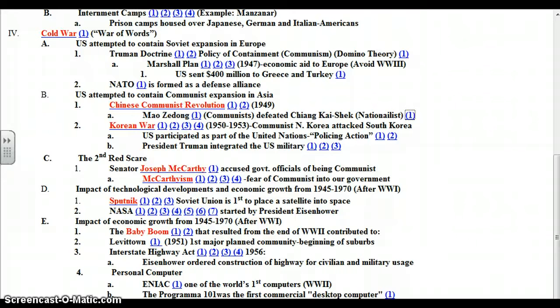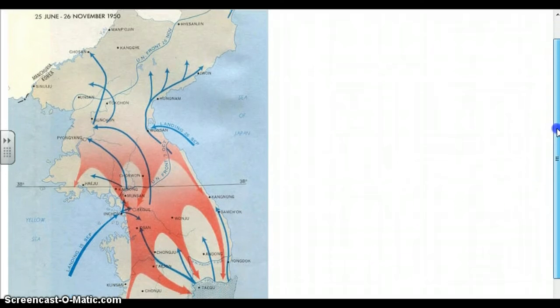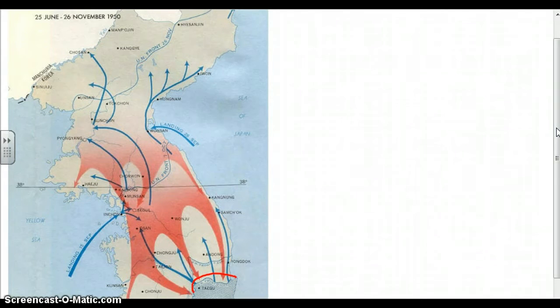Following the Chinese Communist Revolution in 1949, the United States became involved in a war in Korea. In 1950, North Korea, led by communists, invaded South Korea, as you can see from the map here. The United States fought in the war as part of the United Nations. By the time it entered the war, the North Koreans had taken the entire peninsula except for the southeastern corner.